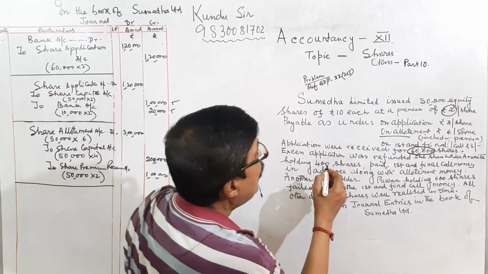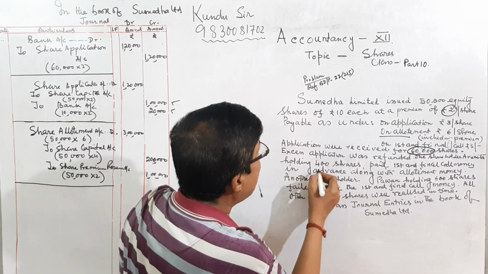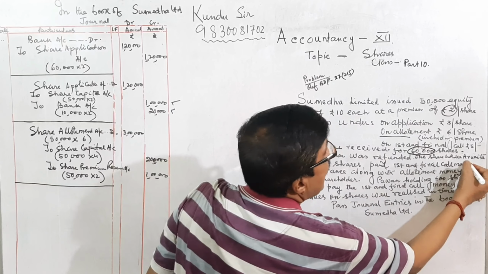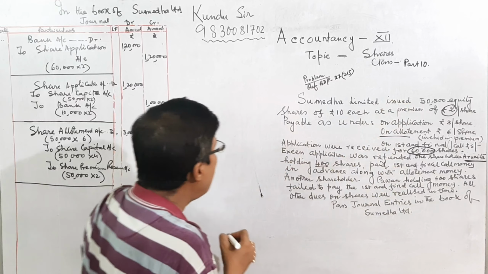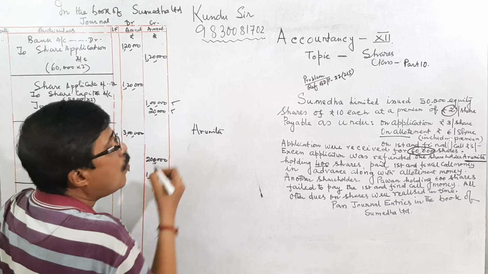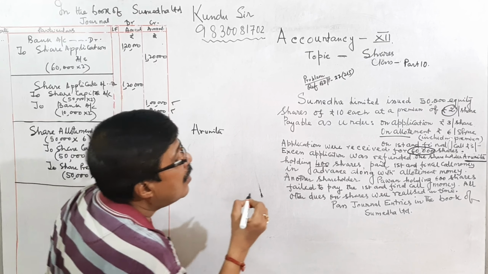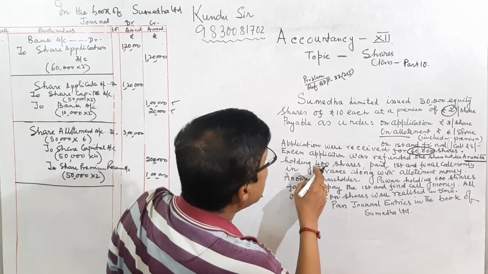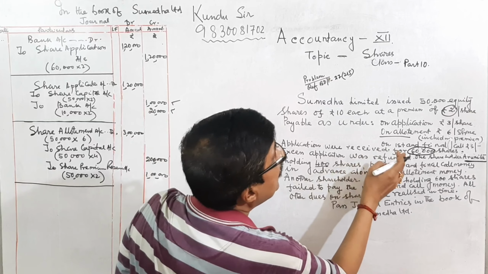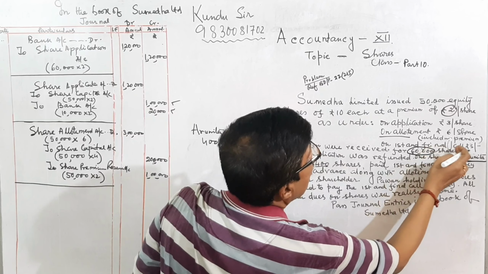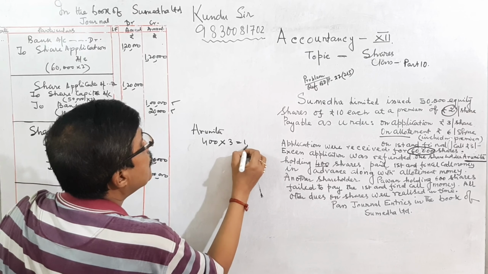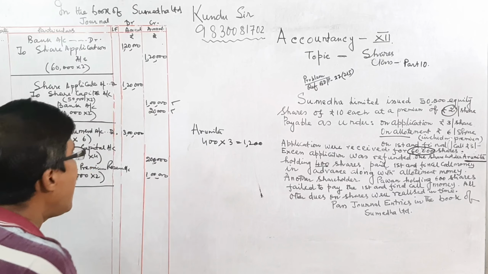Moreover, one applicant, who is the one applicant holding 400 shares, is giving first and final call. Name of the shareholder is Arunita. That means Arunita is giving in advance. How much? Arunita is giving the final call money and share allotted for 400 into 2. 400 into 3, final call is rupees 3, first and final call. That is, she is paying 1200 in advance.